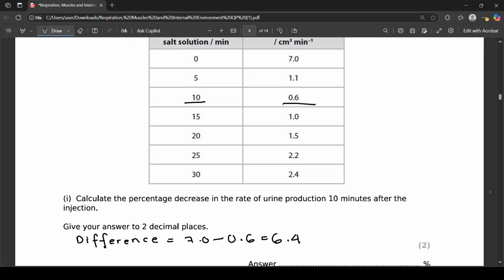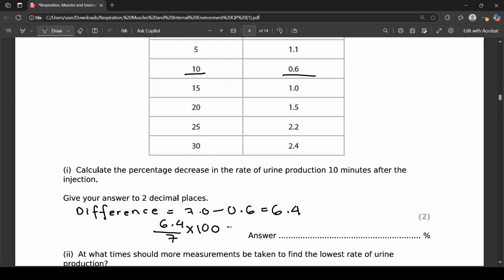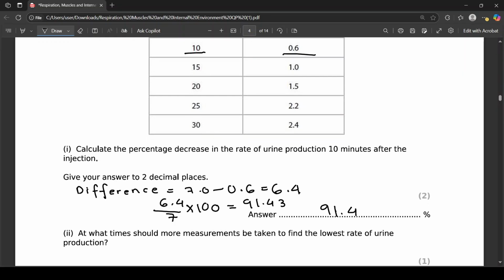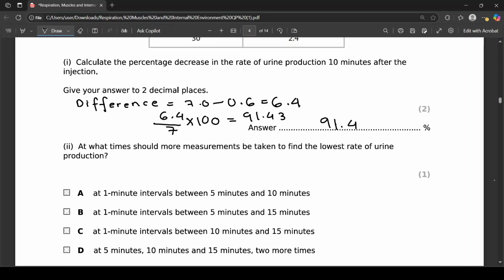Now that we have the difference, we can easily find out the percentage decrease as well. Just take 6.4, divide it by 7 and multiply it by 100, and then you will get 91.43, which is the percentage decrease. It's advisable to keep it in a significant figure. Let's move on to the next question.